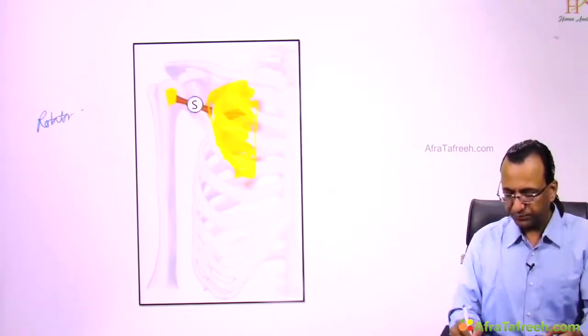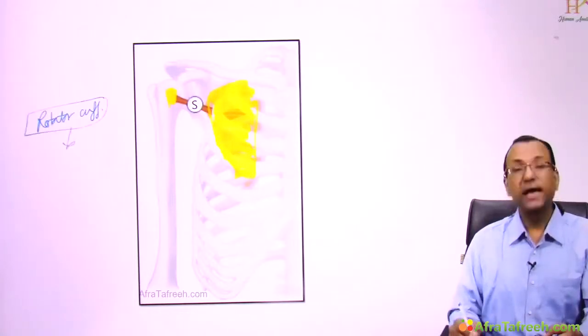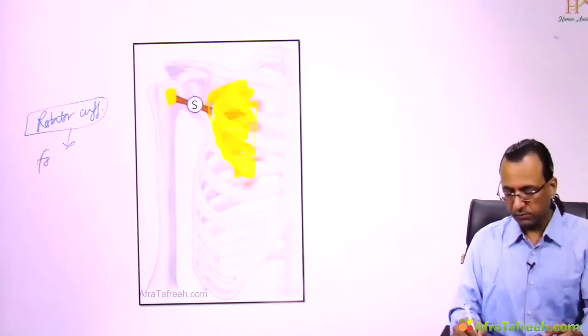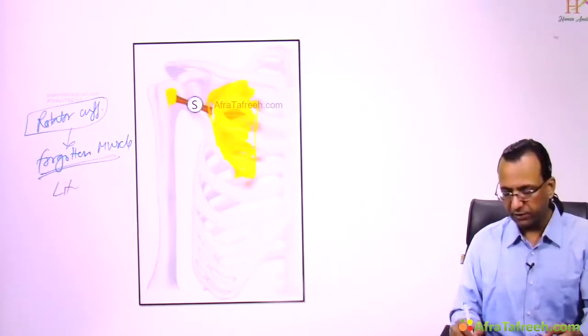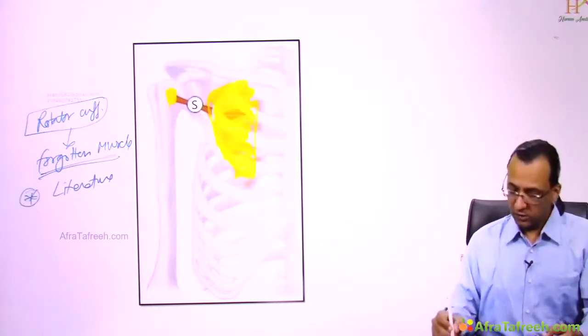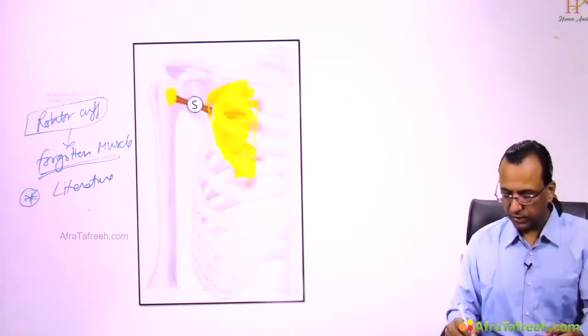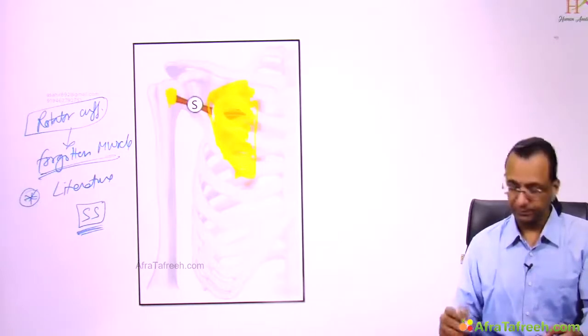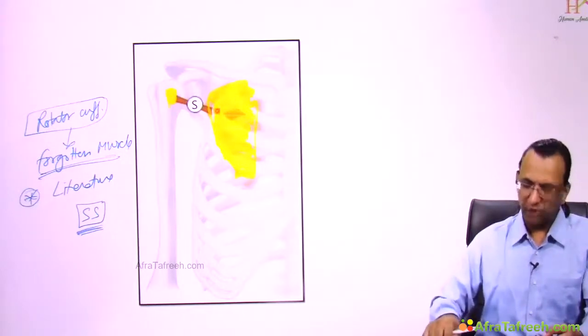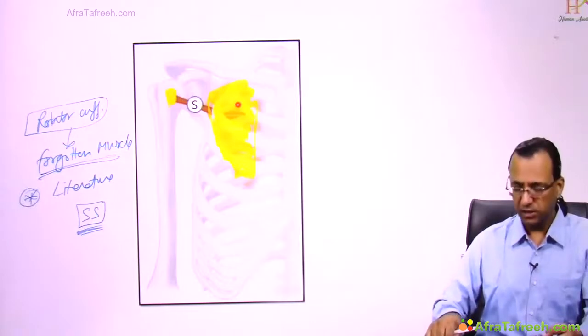If it is inserting on the lesser tubercle, then it is also contributing to the rotator cuff. As it contributes to the rotator cuff, it is considered the forgotten muscle. Why is it considered the forgotten muscle? Because it is usually missing from the literature. When you read the literature, they do not mention the subscapularis muscle as a rotator cuff muscle. It is often omitted, not mentioned under the rotator cuff.